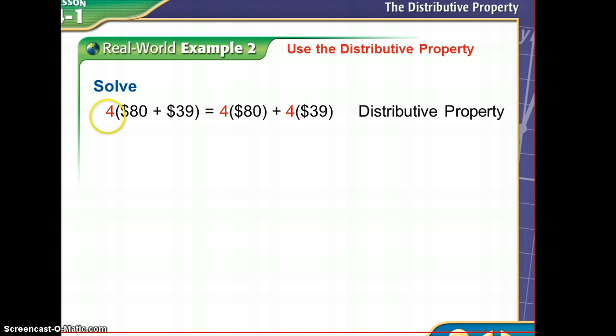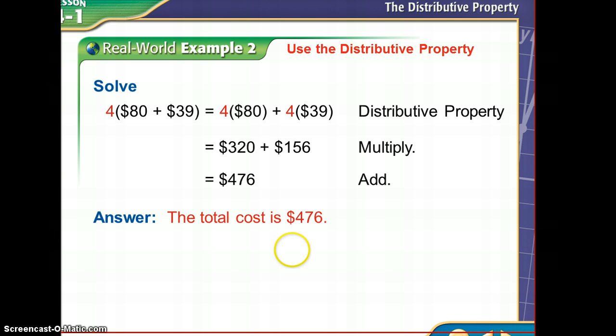Okay, using the distributive property here, we distribute the 4 through the parentheses. So it's 4 times 80 plus 4 times 39. You get 320 plus 156. The total is 476. I hope your family enjoys canoeing for $476.